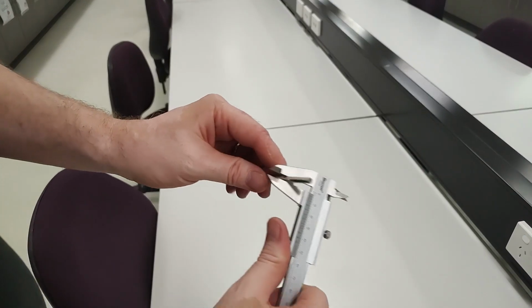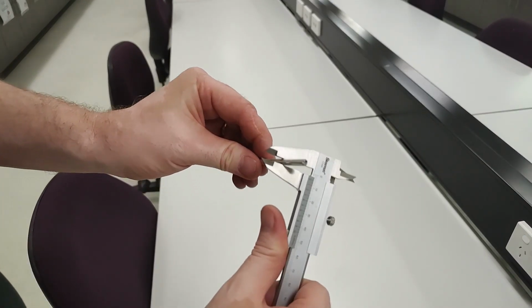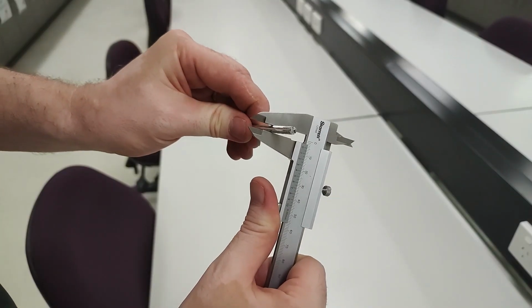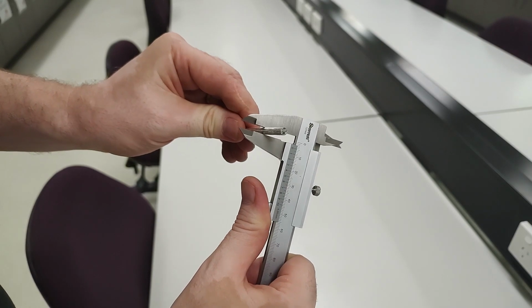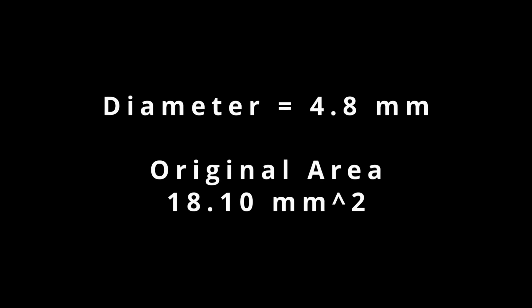We will now carry out the aluminium tensile test. Like with the mild steel sample, the first step is to measure the diameter of the sample. So the aluminium sample, its outside diameter measures at 4.8 millimeters. So using the equation pi d squared over 4, we can work out the original cross-sectional area, which is 18.1 millimeters squared.